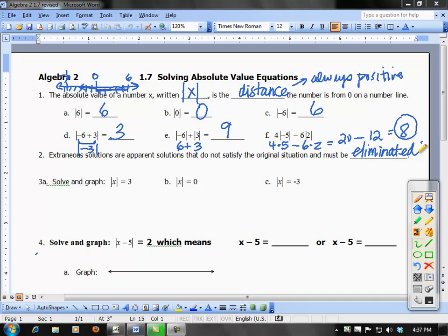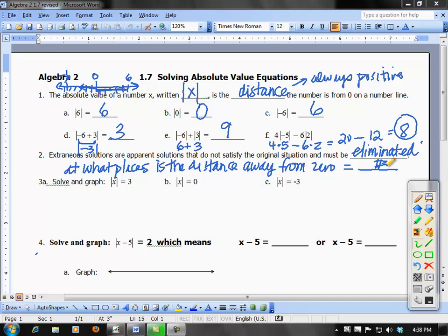I want to graph the absolute value of x equals 3, and the question is, here's what we're actually asking: at what places on a number line is the distance away from 0 equal to whatever number they give us? So here's what this is asking. At what places on a number line is the distance away from 0 going to be 3?